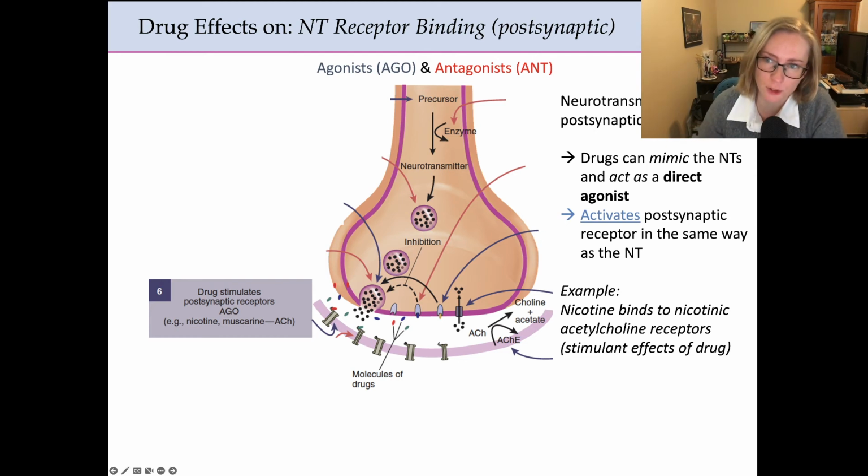So neurotransmitters typically bind to postsynaptic receptors, right? Drugs can mimic these neurotransmitters. If they are mimicking the neurotransmitter and binding on the same spot that neurotransmitters would, we call these a direct agonist. It activates the receptor, opens the ion channel, and then EPSPs or IPSPs happen. So nicotine binding to nicotinic acetylcholine receptors, this is where the stimulant effects of that drug come from.